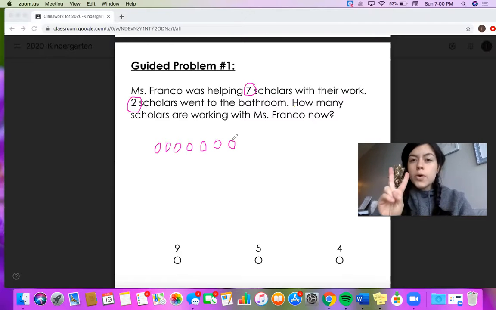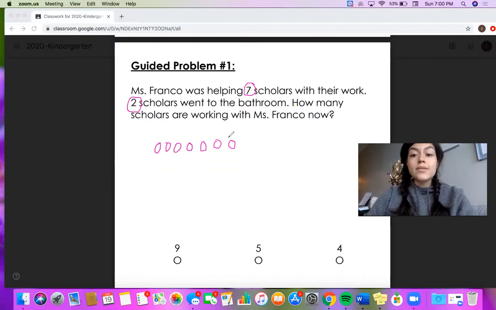Now, 2 of these scholars are going to go away. They're leaving. They're going to the bathroom. And whenever we want to show something being taken away or leaving in subtraction, we can cross it out. So we're going to cross out 2. 1, 2. Now, whatever isn't crossed out is what's left.